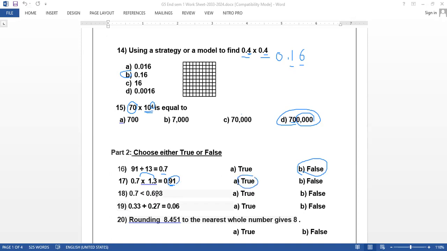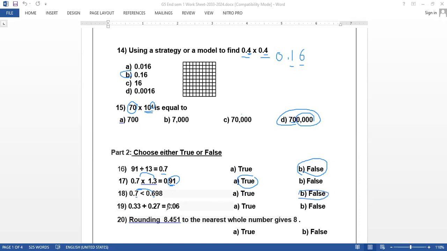0.7 is greater than 0.698. Yes, true. Because here I compare 0, 0, point. Now in the tenths, we have 7 and here we have 6. So I stop because they are different. I compare from the left until they are different. So 7, 0.7, he put less than. No, wrong. This is greater than this. So the answer is false.